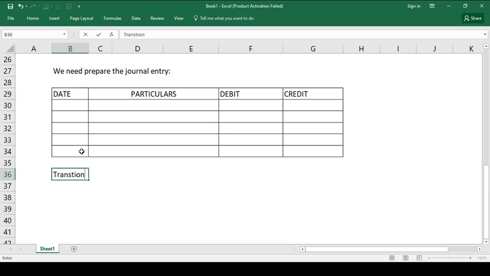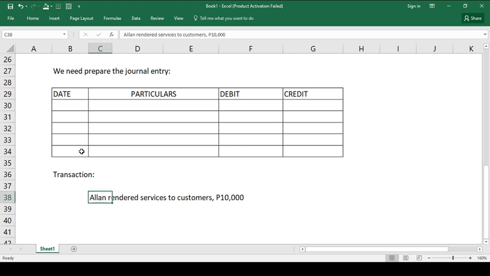No. Let's assume the transaction this way. Alan sold, or rendered, services to customers for 10,000 pesos. Okay, that's the transaction, no?